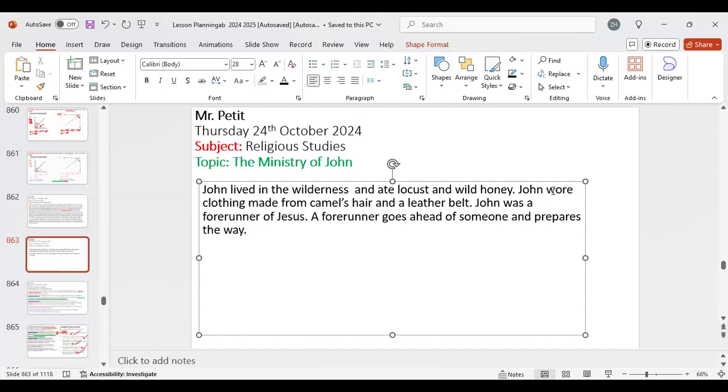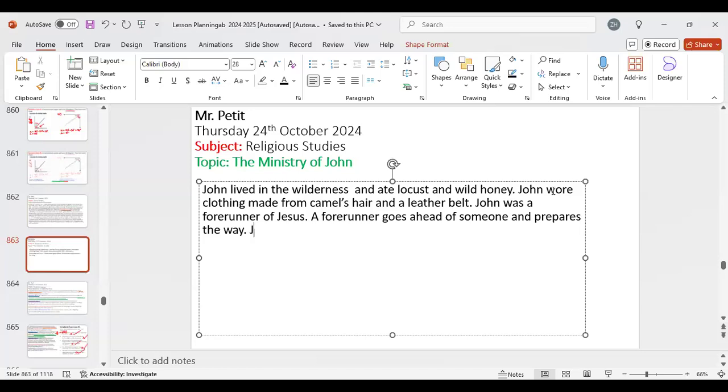So for example, let's say you're a king or a queen, and you have a forerunner. They have to go ahead of you and clear the path. If there are any rocks on the way, they clear them. If any stones, they clear them. That's a forerunner. They go before you and they clear the path. They prepare the way. All right.